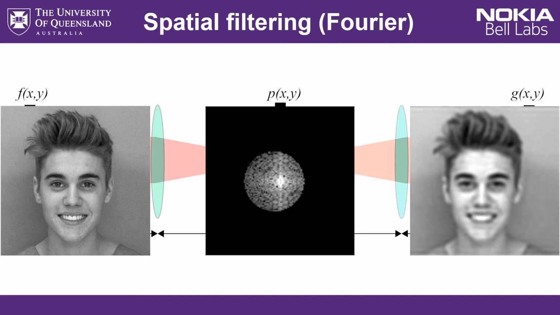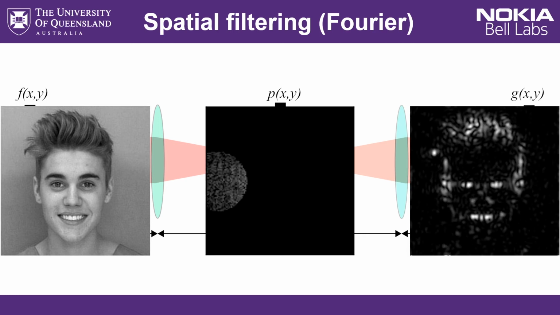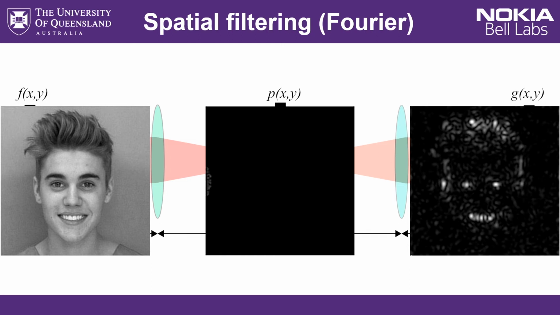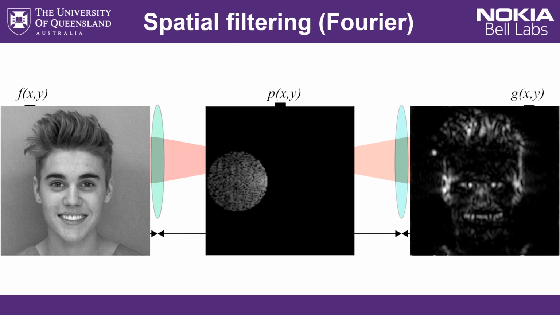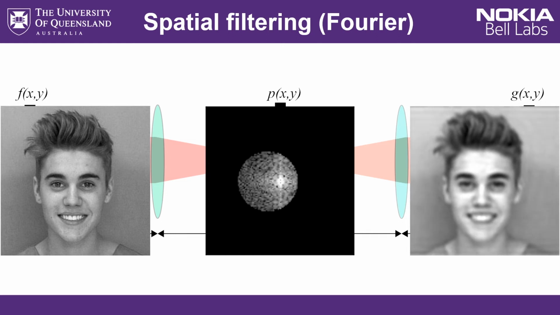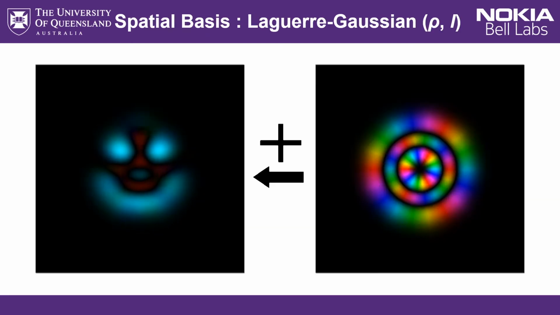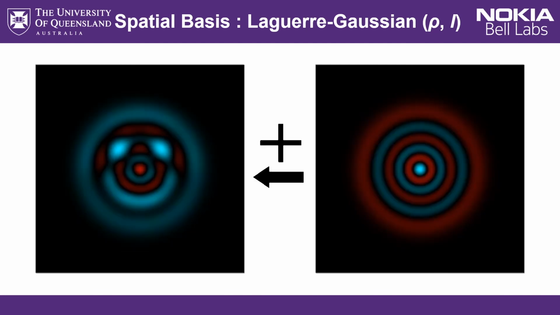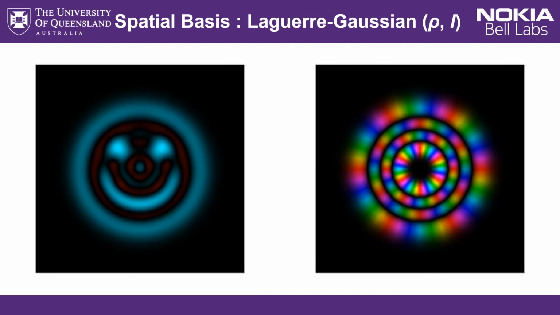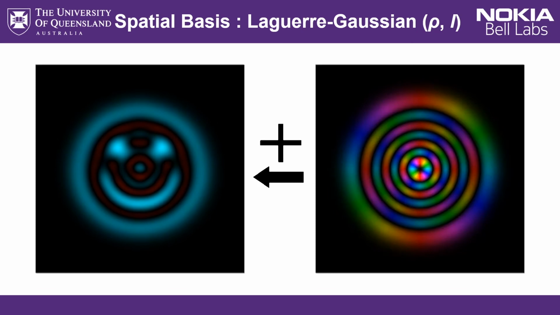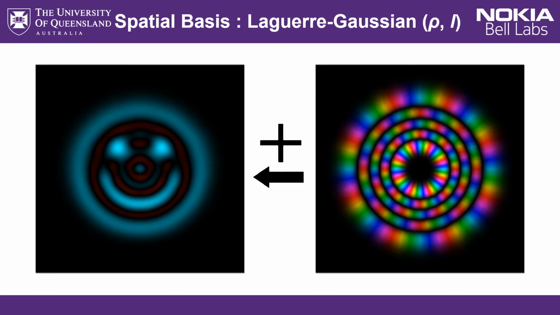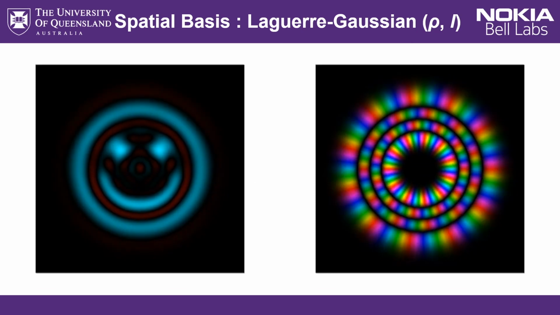Transform into the Fourier domain, apply some spatial filtering function in that domain, a pinhole in this animation, pick off the Fourier terms you want, discard the ones you don't, and then Fourier transform back. The Laguerre-Gaussian modes are another common 2D spatial basis. Any field can be decomposed into its Laguerre-Gaussian representation, and the more modes you use, the more spatial components you include in the expansion, the more detail that can be represented.